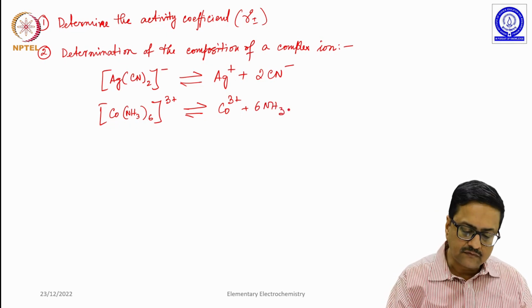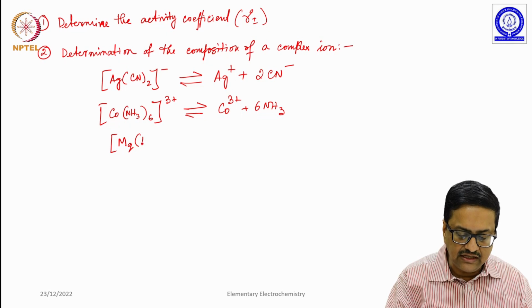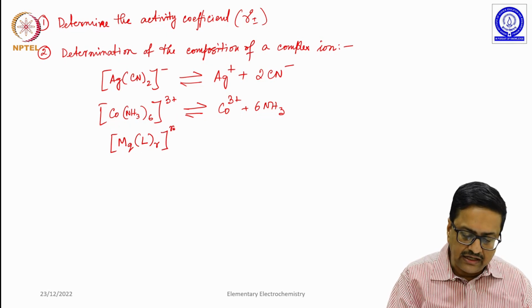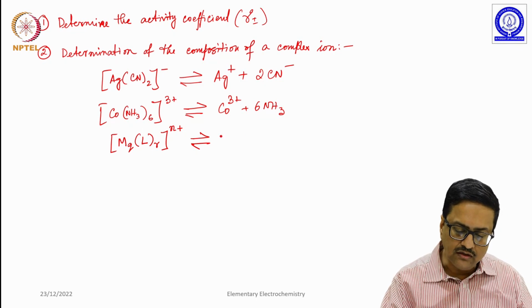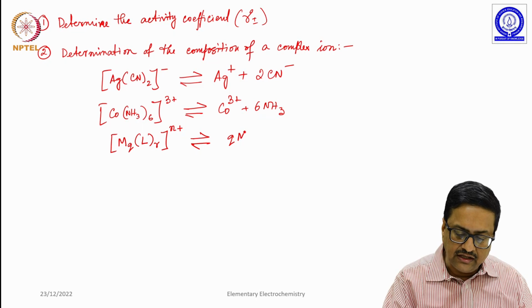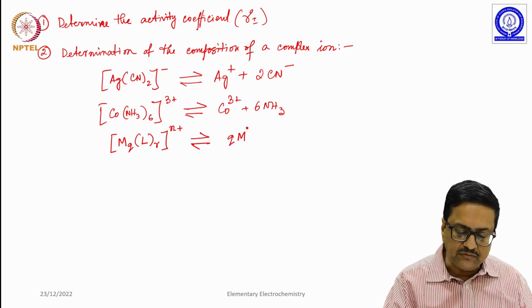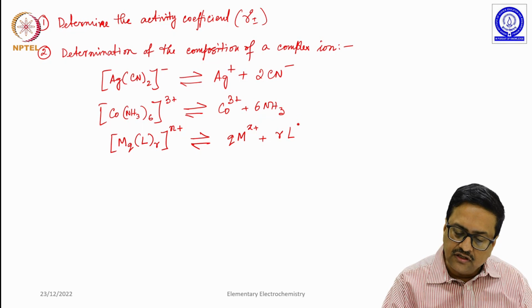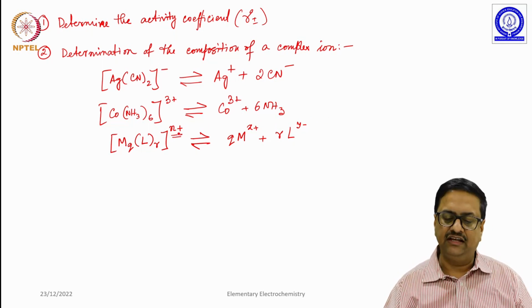So, in general, if you have a metal M with Q as its stoichiometric coefficient and some ligand L with the coefficient R and has some n plus or minus charge, which essentially means that you should have Q M, where the charge of the metal may be x plus, and R L, y minus, such that the product and the difference results in a positive charge n plus.